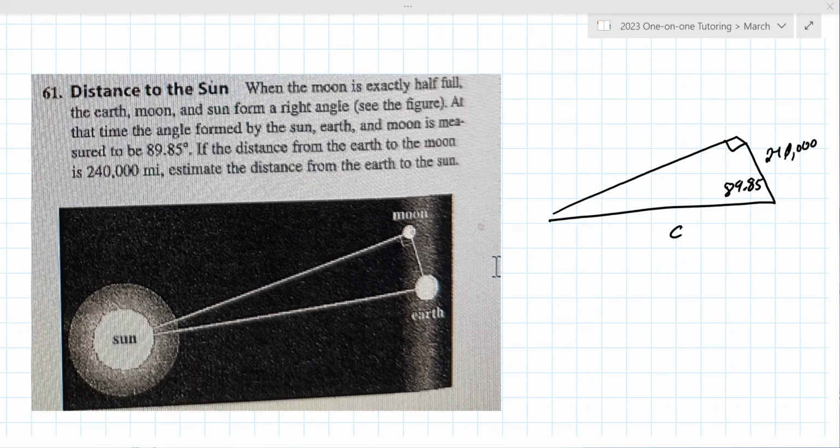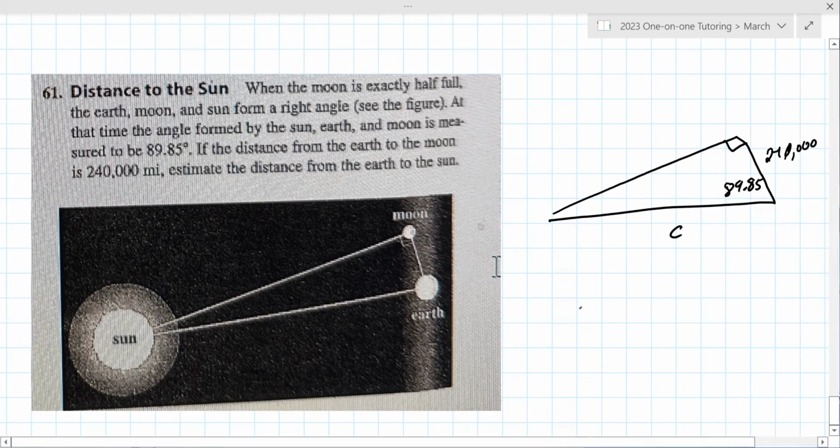I got 91.7. 91.7. Sorry, I'm looking at my answer, and my answer doesn't make sense either. Let's see. Tell me what you did here. How did you set this up?